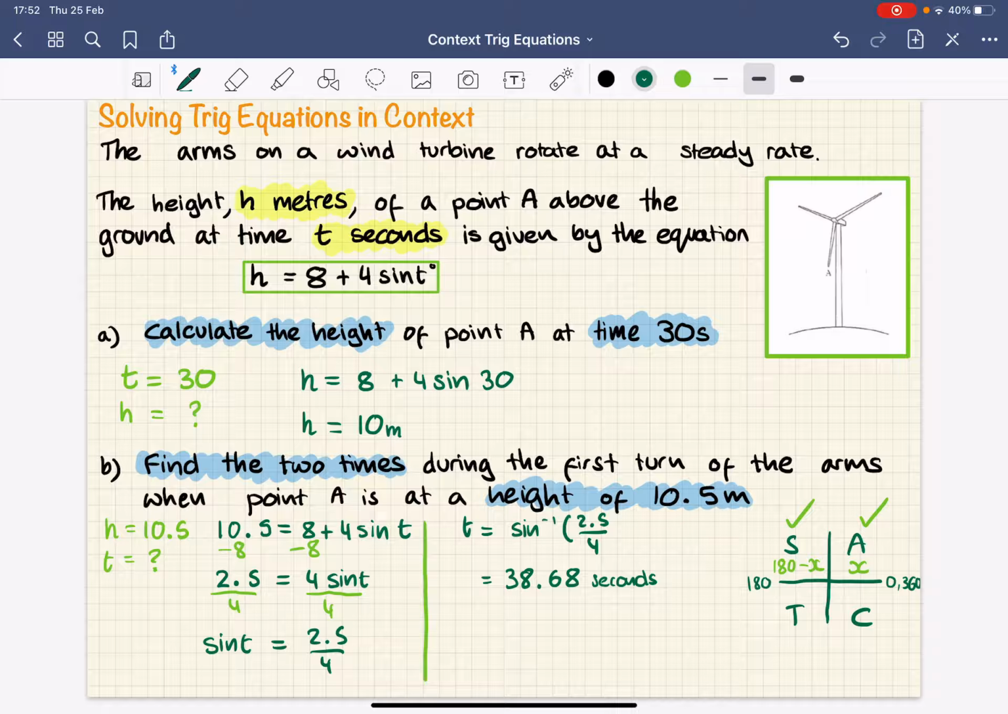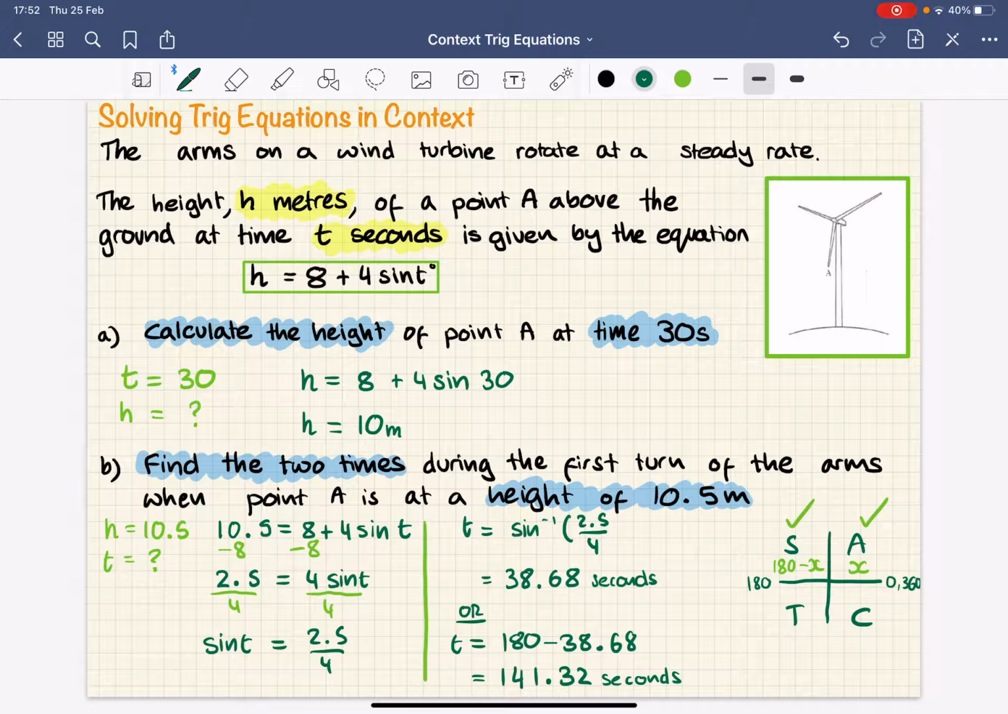And then that's one of my answers, and my other answer would be that t equals 180 take away the 38.68, and that's going to be 141.32 seconds.